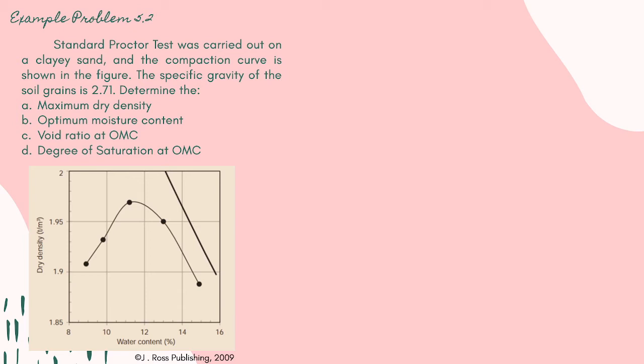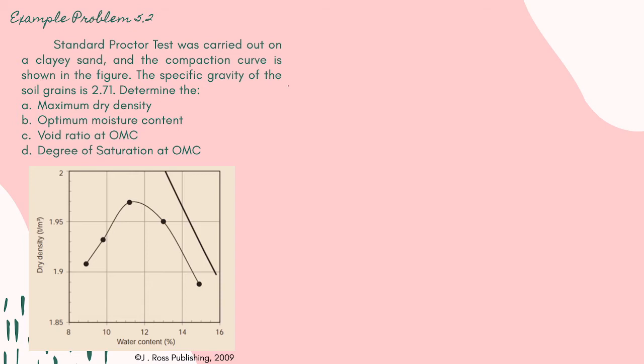For the second problem, a standard Proctor test was carried out on a clayey sand and the compaction curve is shown in the figure. The specific gravity of the soil grains is 2.71 and we are asked to determine the maximum dry density, the optimum moisture content, the void ratio at the optimum moisture content, and the degree of saturation at the optimum moisture content.